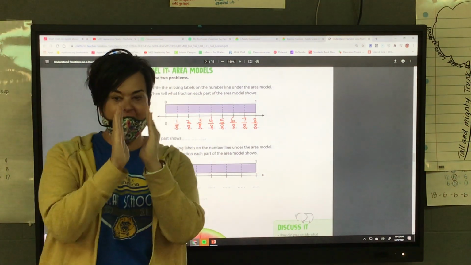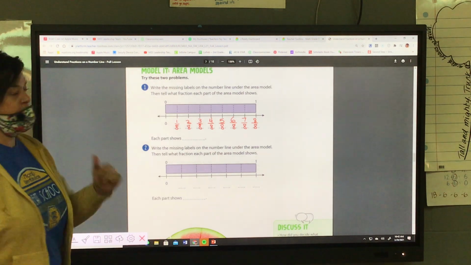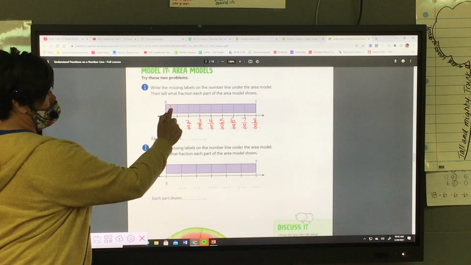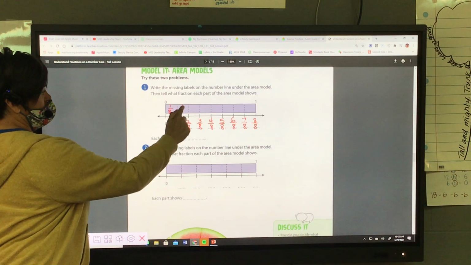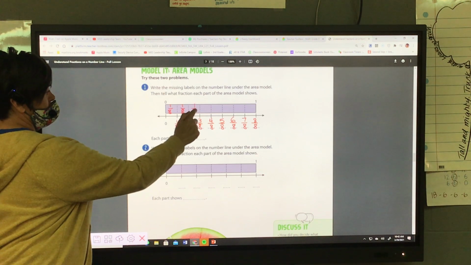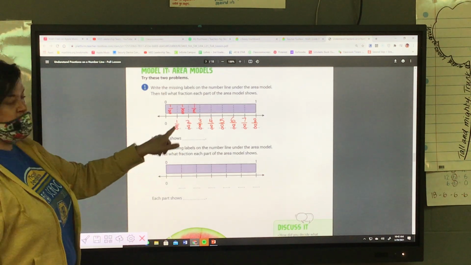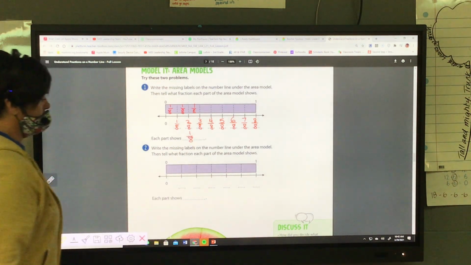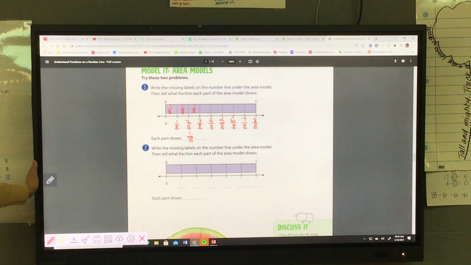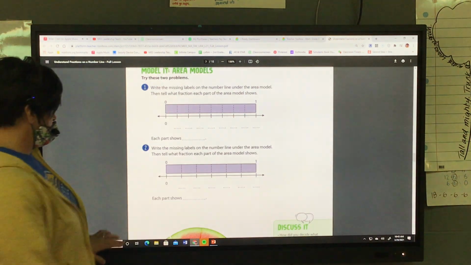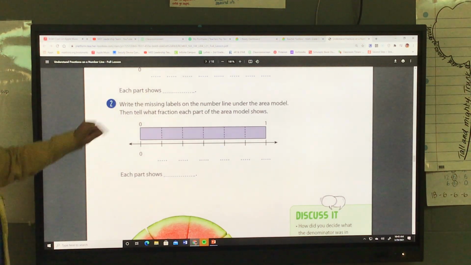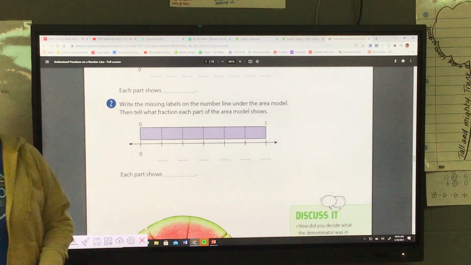Unit fraction. Each individual part shows how much? 1 what? 8. What about this one? 1/8. What about this one? 1. Okay, so down here, each part shows 1/8. Look at 2. It's not eighths anymore.